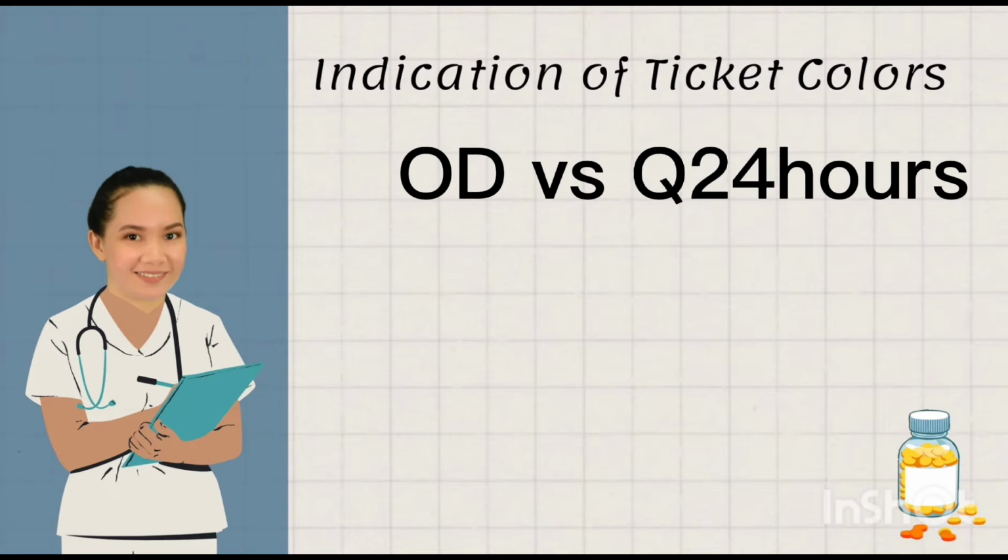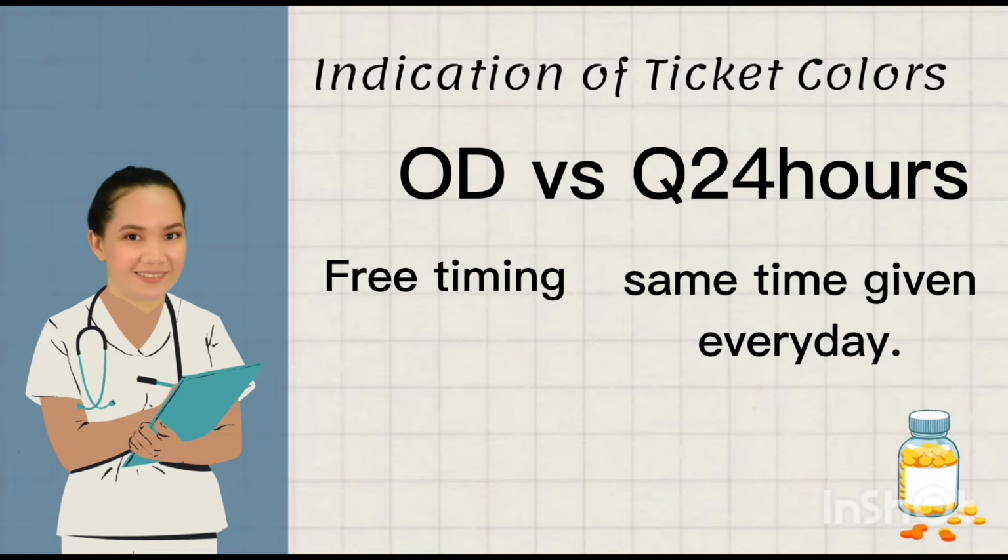So what is the difference between OD and Q24 hours? OD is free timing and Q24 is same time. For example, the medication is given today at 10 a.m. and tomorrow it will be given again at 10 a.m. and the other day 10 a.m. again, so on and so forth.